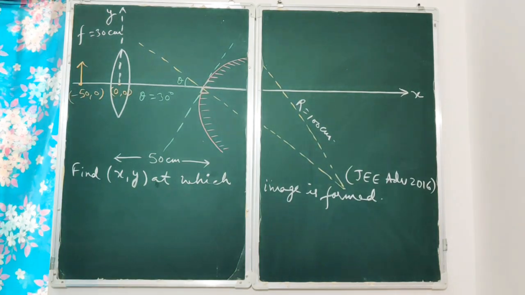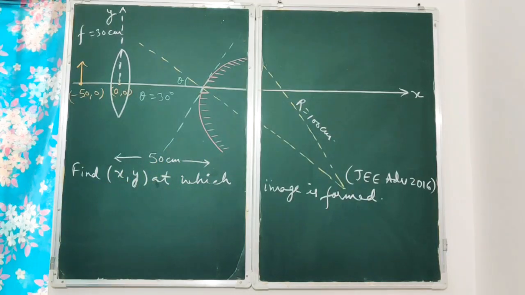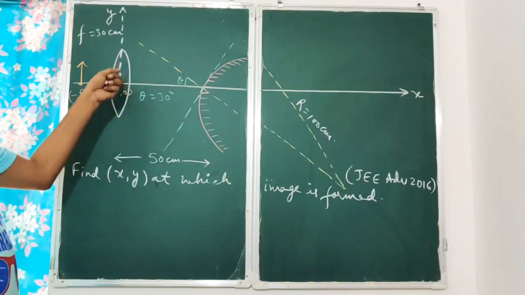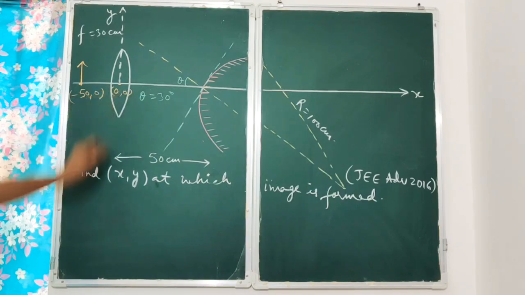Okay, let's take up this question. This was asked in JEE Advanced 2016. So here you can see this is a combination of a convex lens and a convex mirror. The mirror has been tilted by an angle of theta with respect to the principal axis of this convex lens. Object is kept at the coordinate minus 50, 0. Origin is at the optical center of the lens.